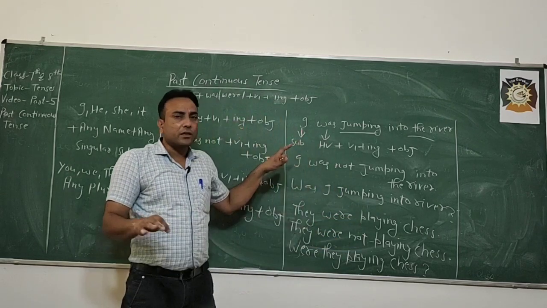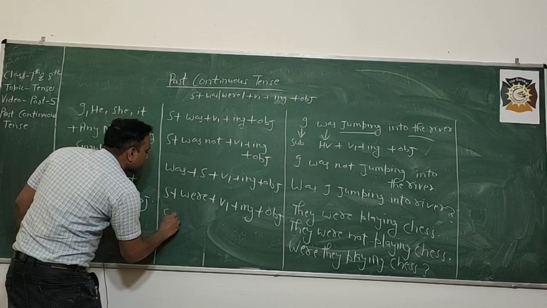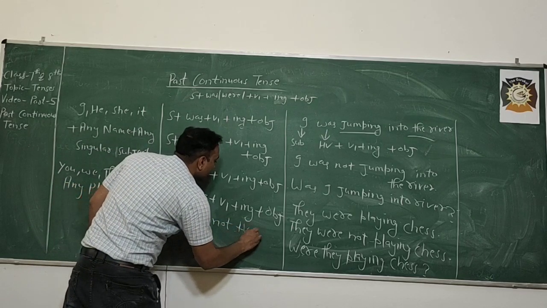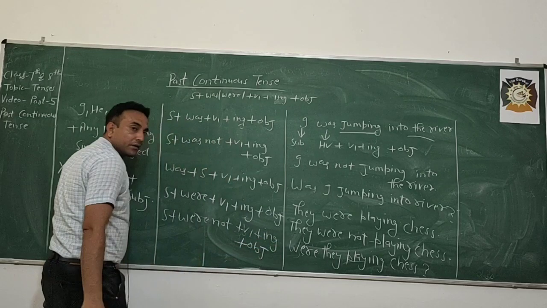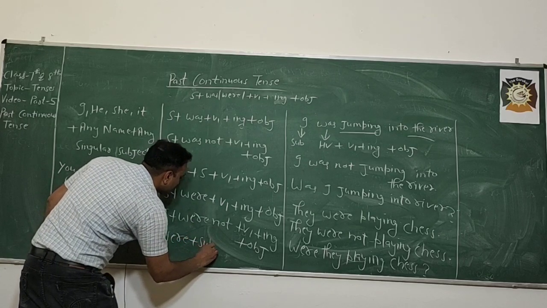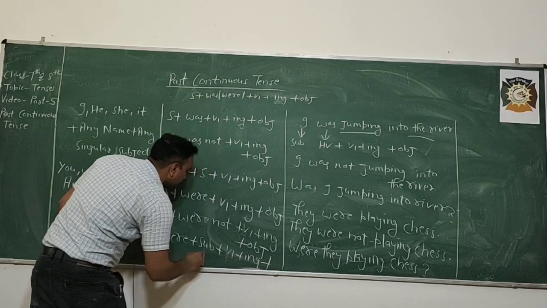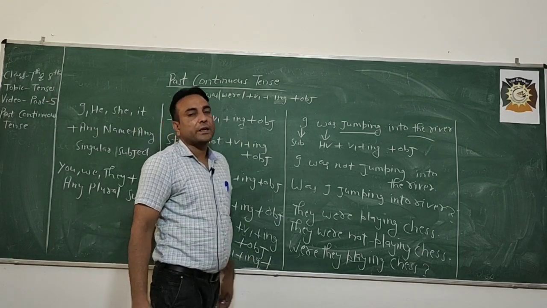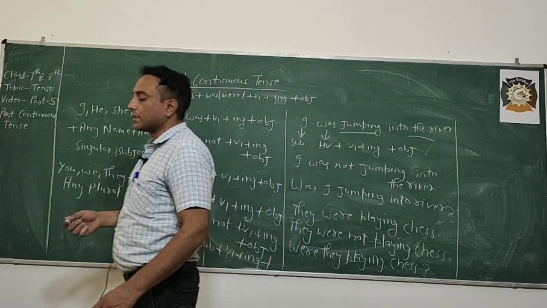So I think you all got how to frame the sentences by using these structural formulas. Subject plus were not plus v1 plus ing plus object. Same is the case in interrogative: were plus subject plus v1 plus ing plus object. This is the way to frame sentences in past continuous tense. Now we will discuss its uses.